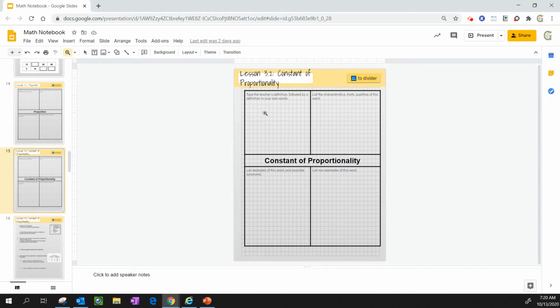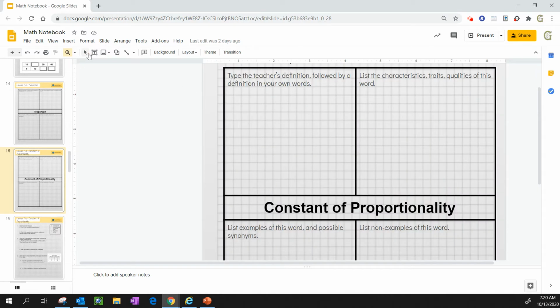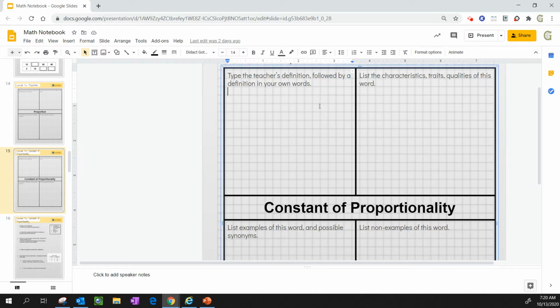So, filling this in here, your definition for constant of proportionality would be: in a proportional relationship, it is the unit rate. And so then it says put it in your own words there. So you can hit enter twice and go ahead and pause this and do that part.